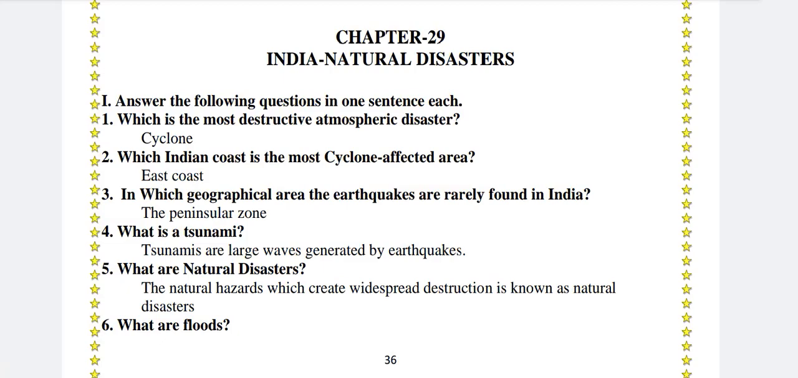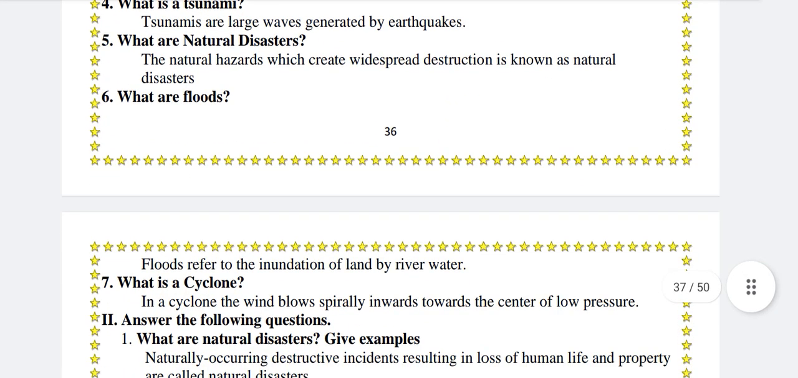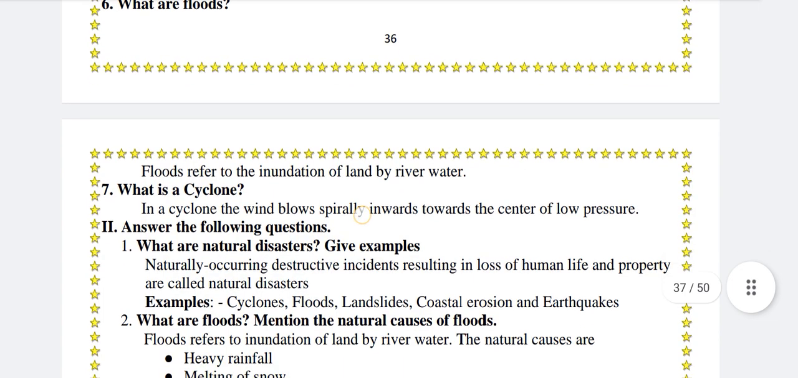What are natural disasters? The natural hazards which create widespread destruction are known as natural disasters. What are floods? Floods refer to the inundation of land by river water. What is a cyclone? In a cyclone, the wind blows spirally inwards towards the center of low pressure.